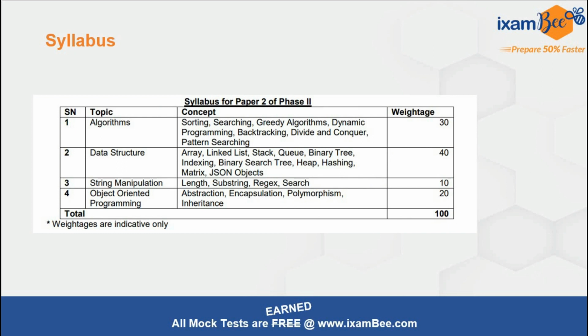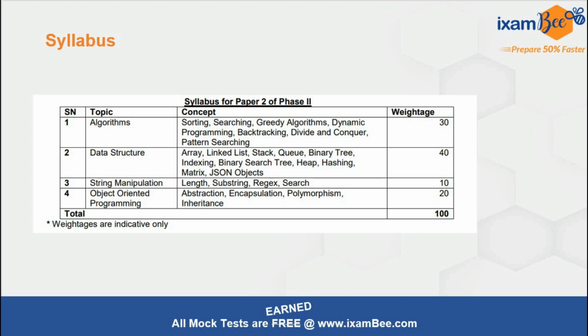So the syllabus says it has 4 topics: algorithm, data structures, string manipulation, object-oriented programming. Now, basically I combine the string manipulations with the algorithm, that's why I'm saying 3. Otherwise, there are 4 topics, and all these 4 topics have some set of sub-concepts. You don't have to exactly learn everything under these topics. What you need to do is understand the concepts mentioned under these topics.